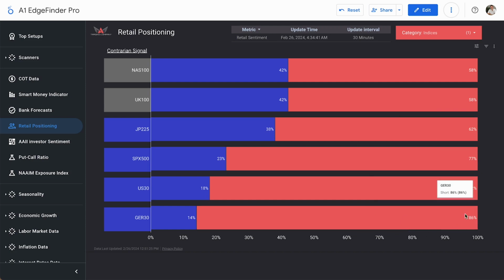Now the German 30 is 86% short from day traders, but we're probably not going to take a look at the German 30 in the smart money indicator. If I'm being honest, we'll probably just stick with currency pairs, but US 30 is also heavily shorted, as well as the S&P 500 from day traders, 77% and 82%.